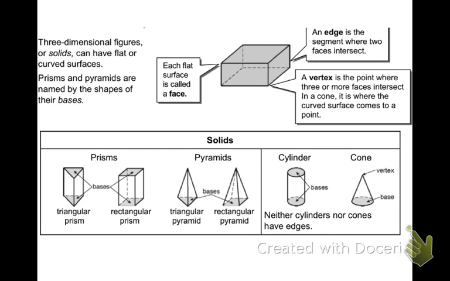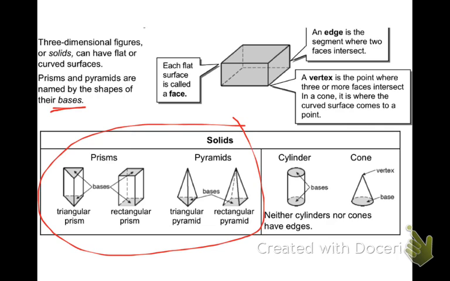First thing we're going to talk about is that three-dimensional figures, or solids, can have flat or curved surfaces. Prisms and pyramids are named by the shapes of their bases. So for instance here, you can have what's called a triangular prism or a rectangular prism based on their base. You can also have a triangular pyramid or a rectangular pyramid. Can I have a pentagonal pyramid? Yeah, I can have about any type of base I want as a pyramid. Okay.